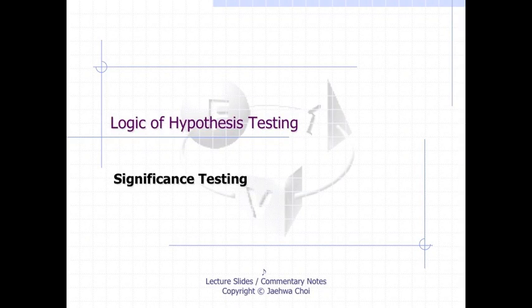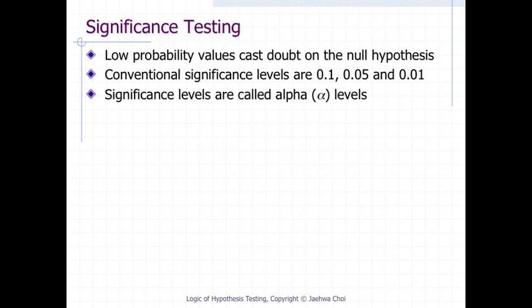Significance testing. A low probability value casts doubt on the null hypothesis. How low must the probability value be in order to conclude that the null hypothesis is false? Although there is clearly no right or wrong answer to this question, it is conventional to conclude the null hypothesis is false if the probability value is less than 0.05.